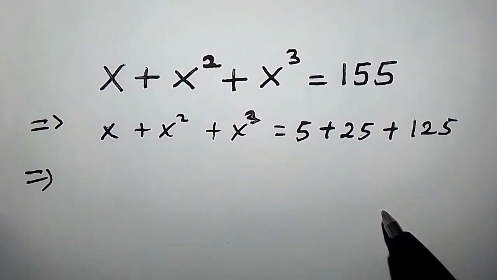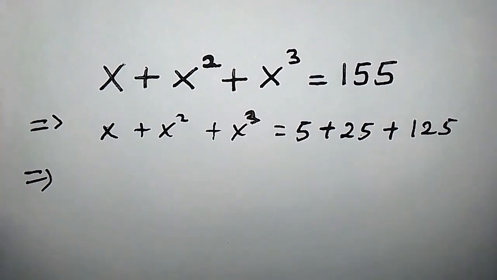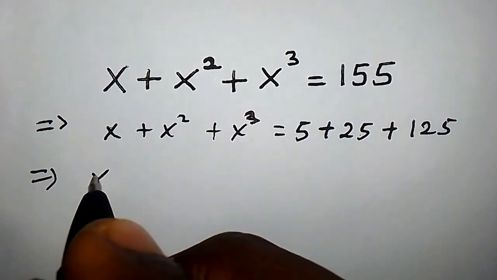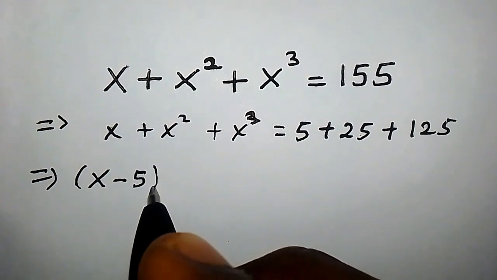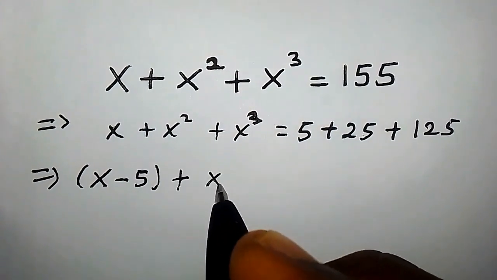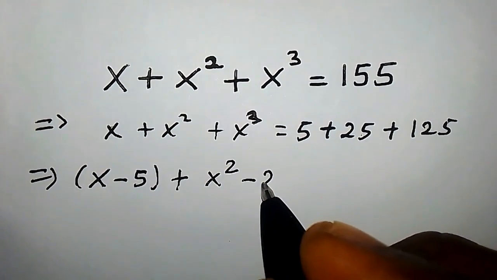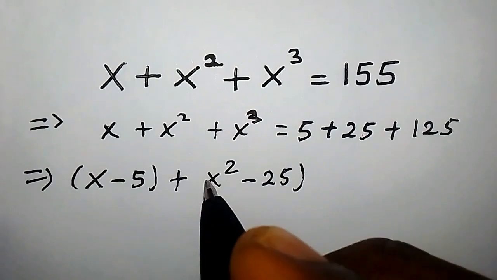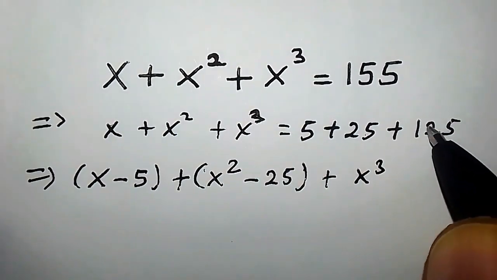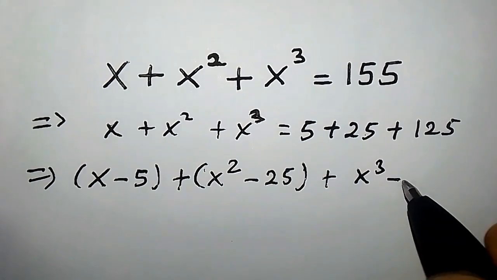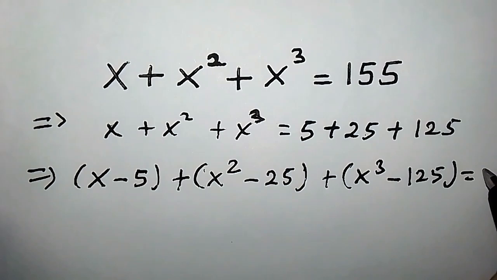This implies that the next thing to do is to transfer each of these to the left hand side correspondingly. So that will be (x minus 5) plus x squared. Let us transfer this also to the left hand side. We have minus 25, in brackets, plus x cubed. Move this also to the left hand side. We have minus 125, in brackets, equal to 0.